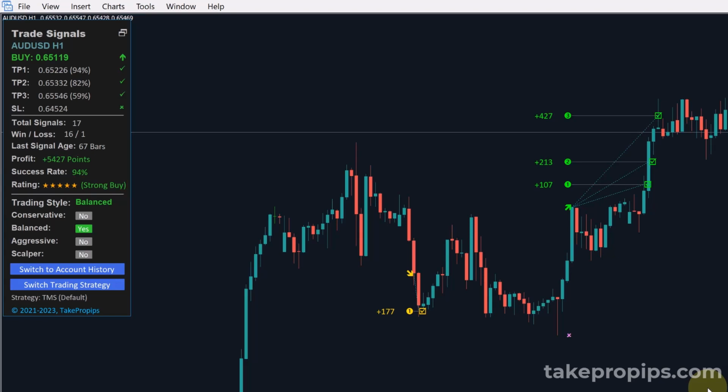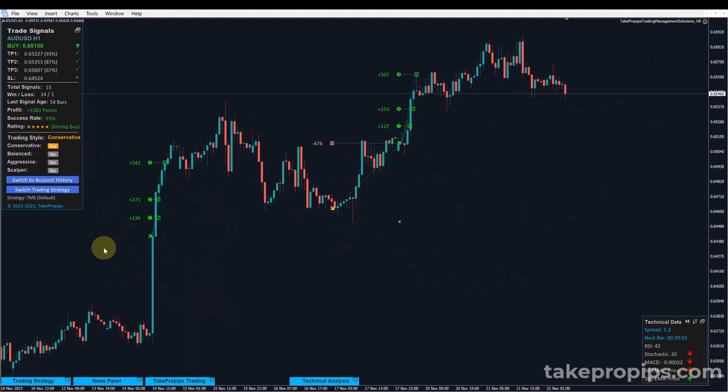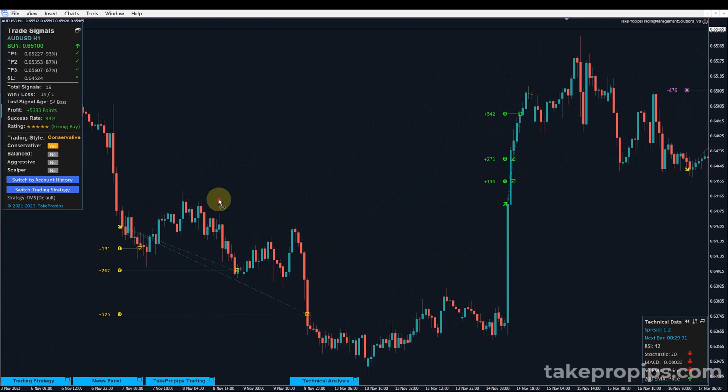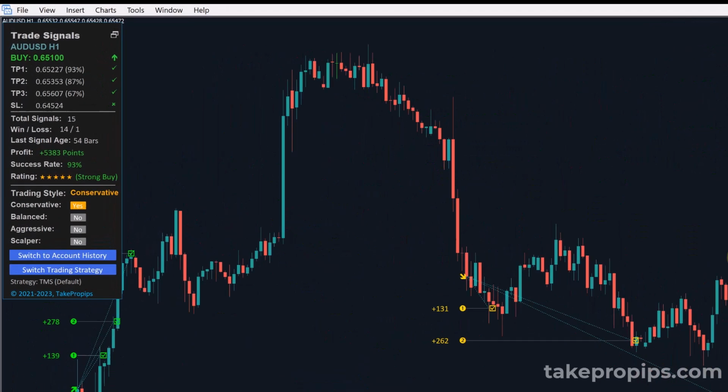On to the next section, which shows various trading styles that you can choose. Basically, these will change the entry strategy of the trading signals depending on which trading style you choose. Conservative trading style will mean that the entry strategy will be more strict, and that it will result in fewer trading signals. These usually result in more accurate signals.